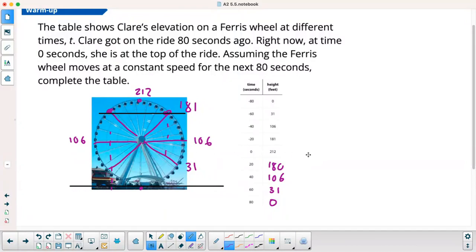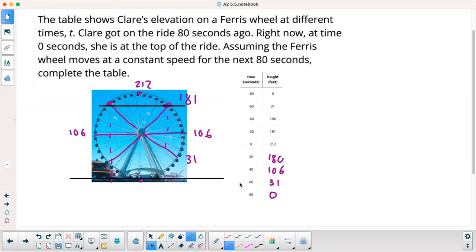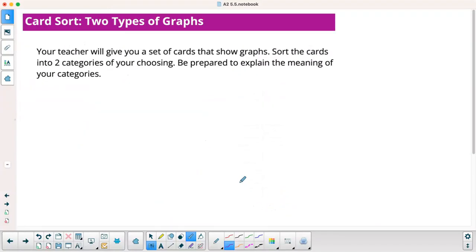So you kind of keep repeating. Okay. So if I were to do another 80 seconds to get to the top, I would kind of just follow the same order. I go 31, 106, 180, 212. All right.